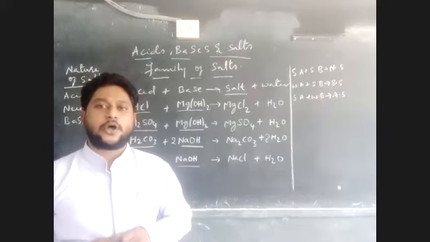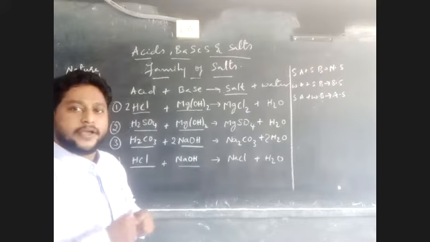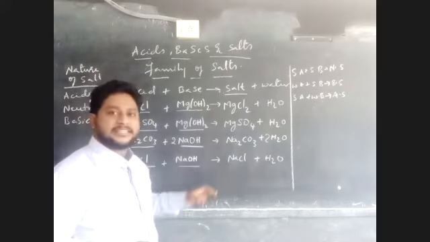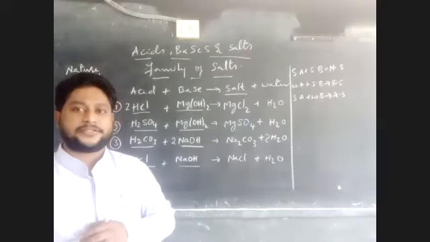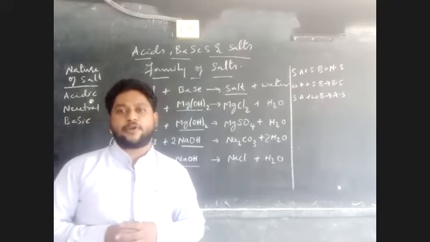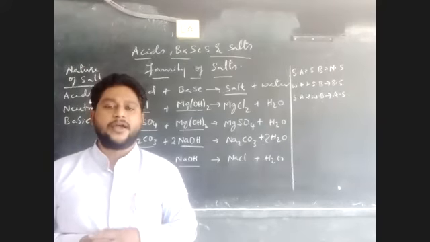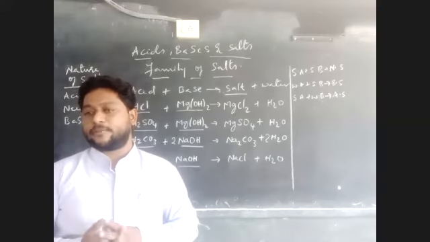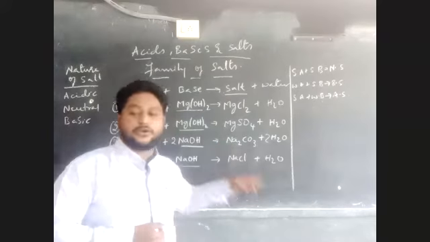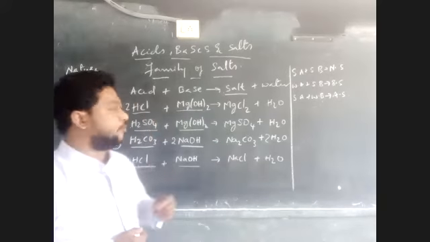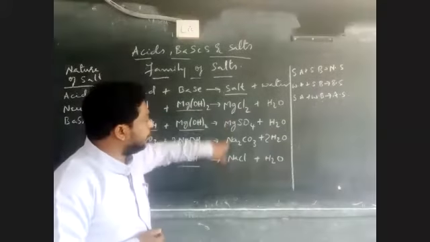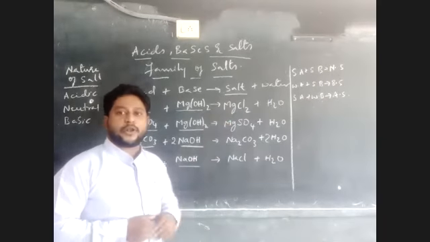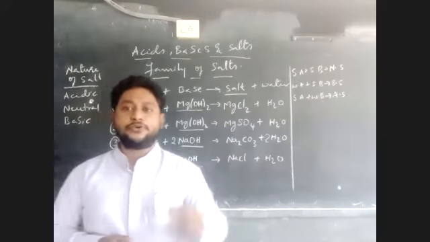Family of the salt. Okay. Now, if you look at these examples, MgCl2 and NaCl, what is the common thing you observe in magnesium chloride and sodium chloride? Yes, very good. Chlorine. That means they belong to the chloride family. Magnesium chloride and sodium chloride belong to the chloride family.